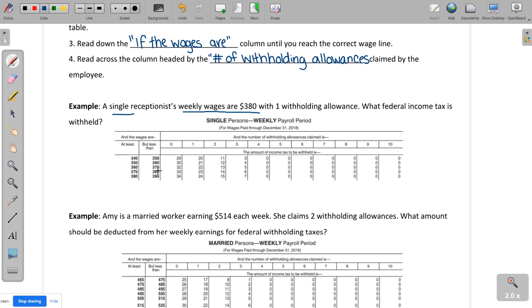We see 380 in both of these two rows, but it has to be less than the second number, so we're going to use the second one here, the interval of 380 to 390. Then we look at how many withholding allowances they have, which is 1. So go over to 1. The amount that is taken out of the paycheck would be $24.